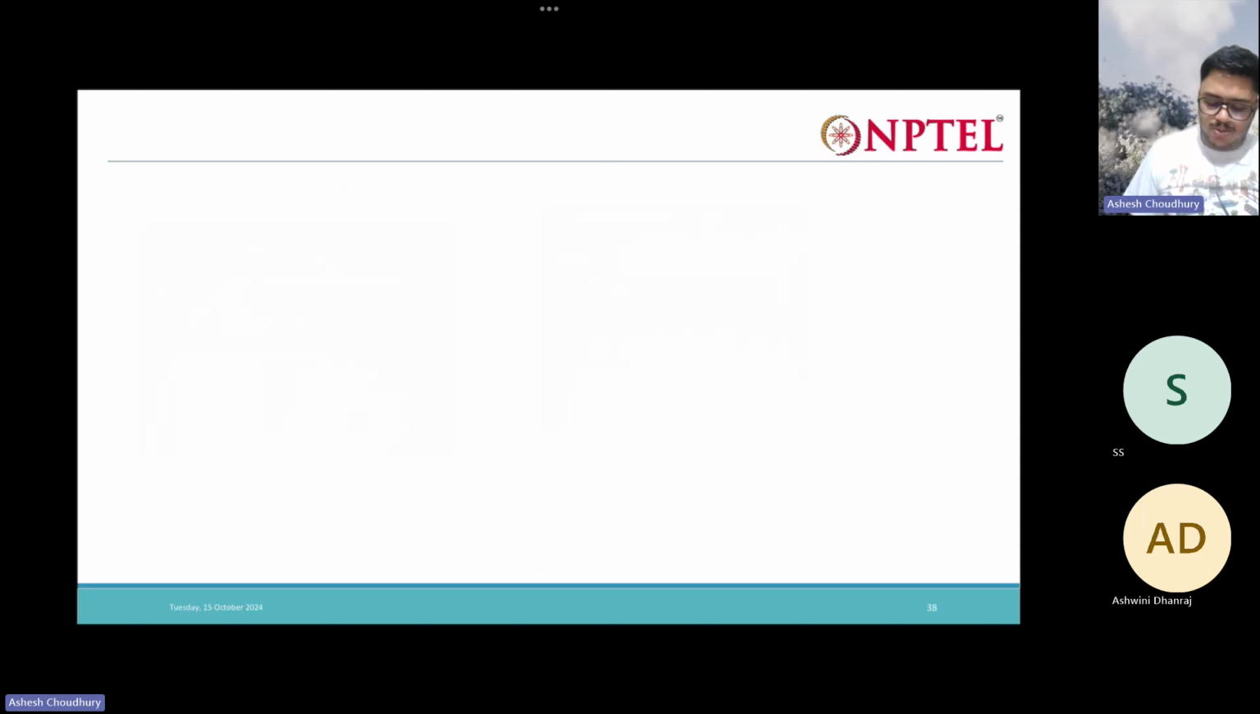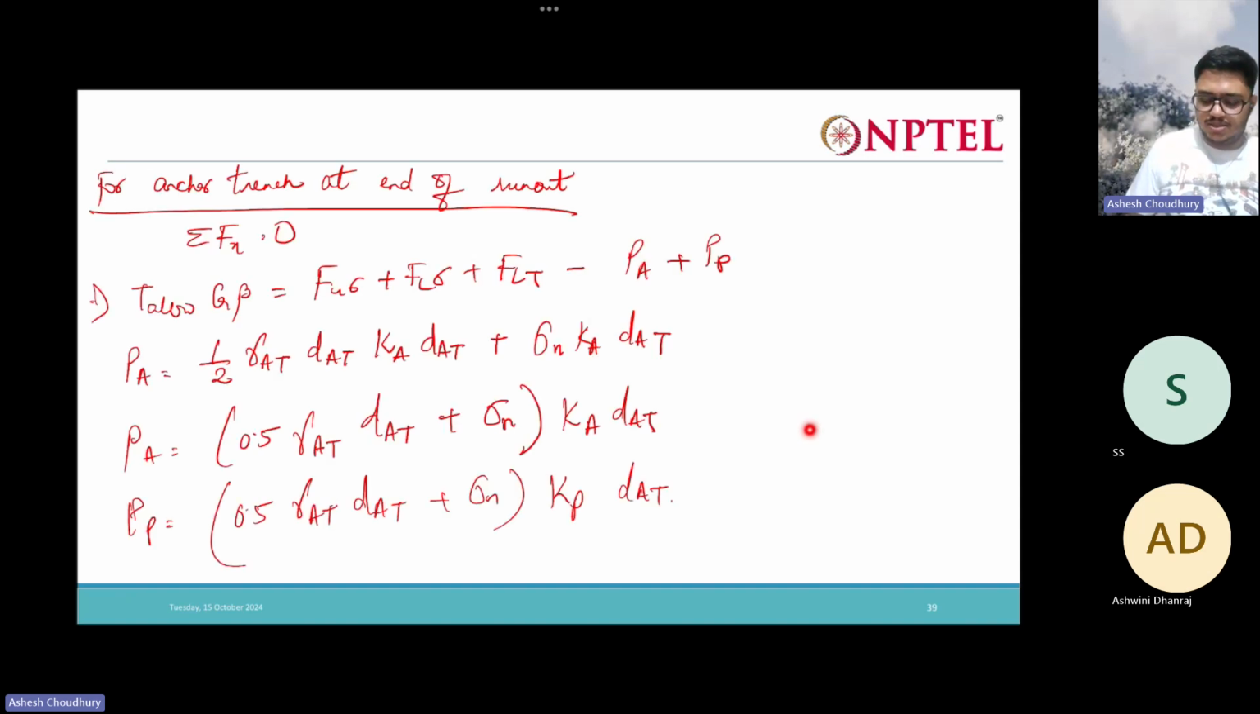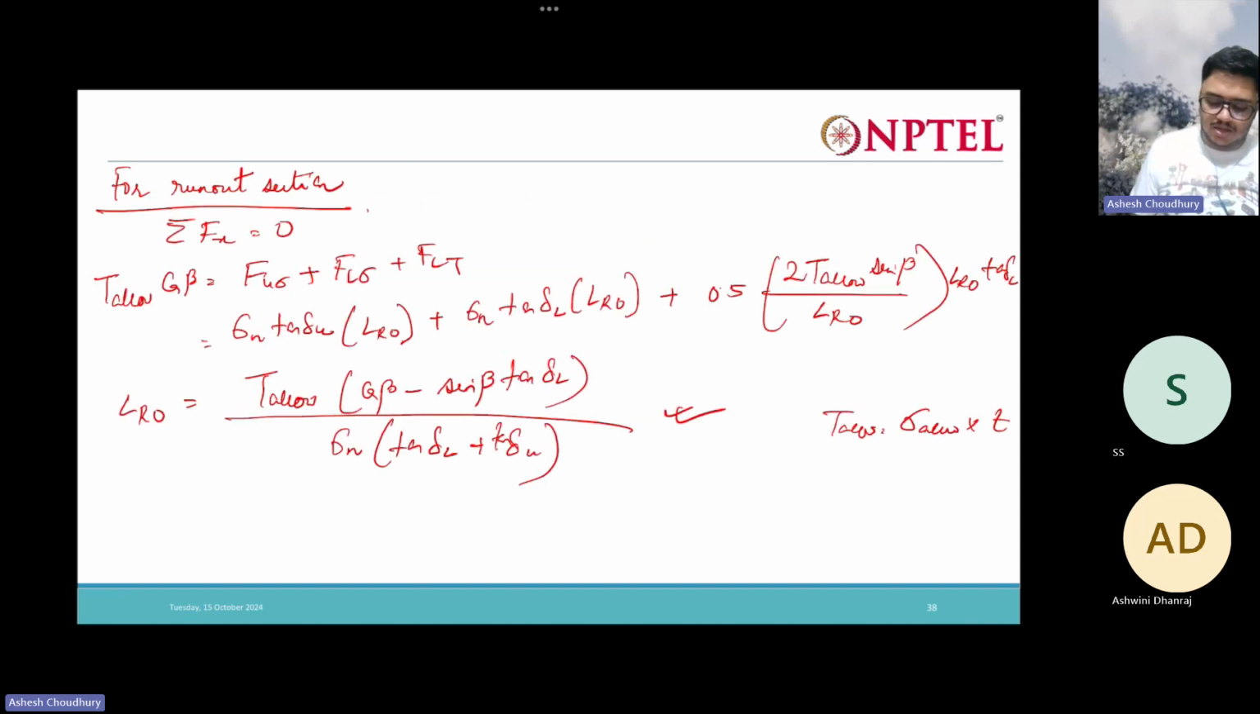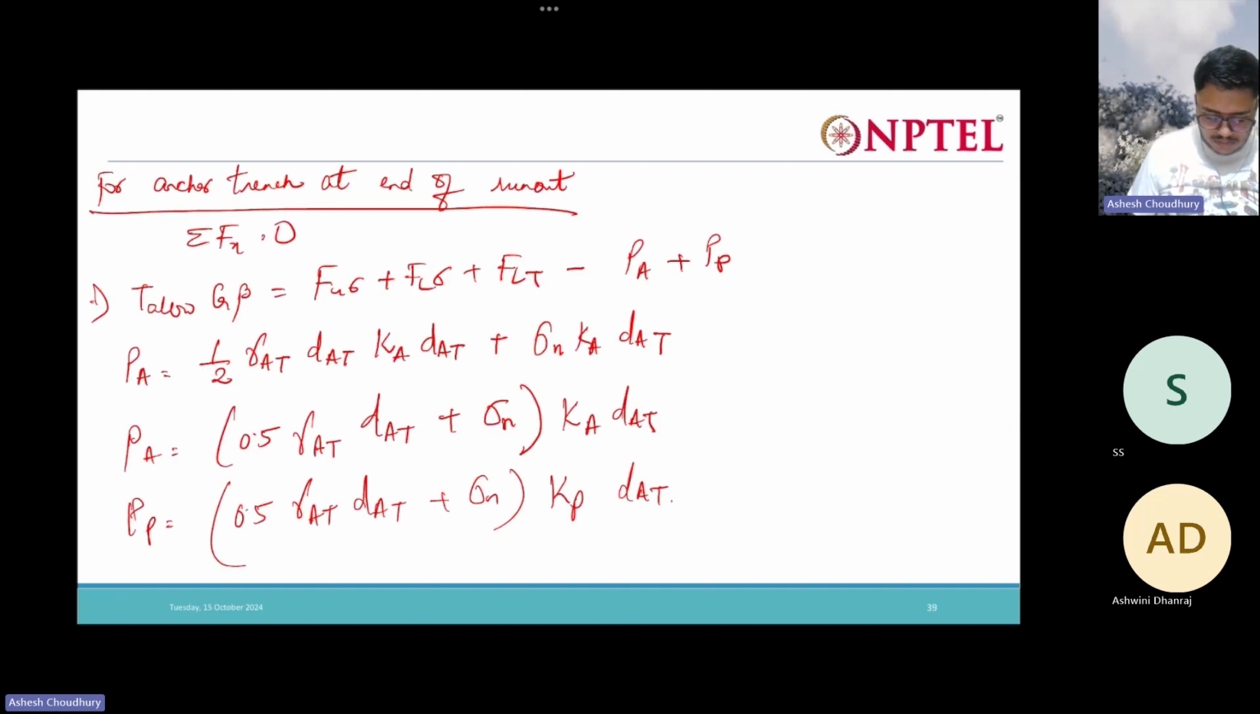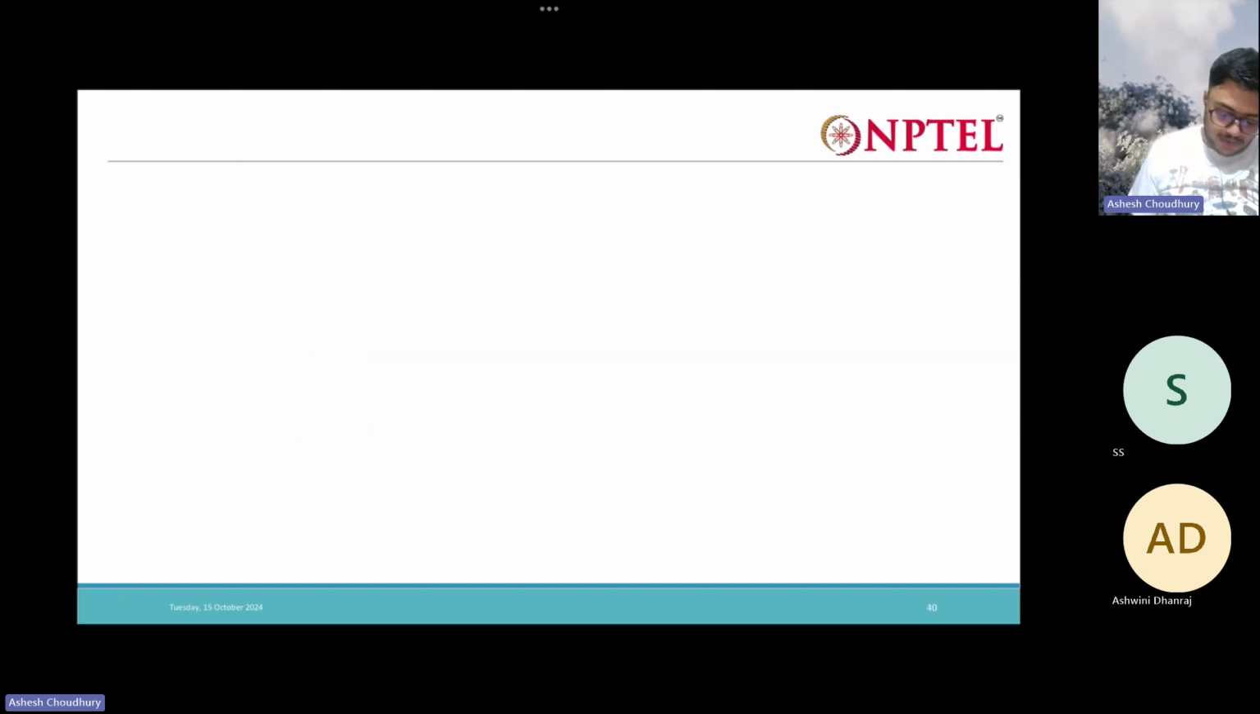This is when only we have the run out section, and this is when along with the run out we also have the anchor trench. This is only for the run out section. So let us see a problem. Write down the question.